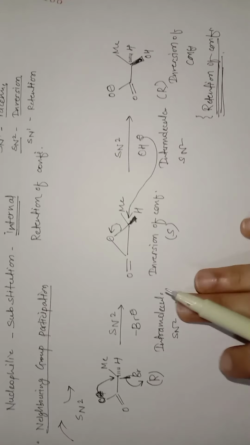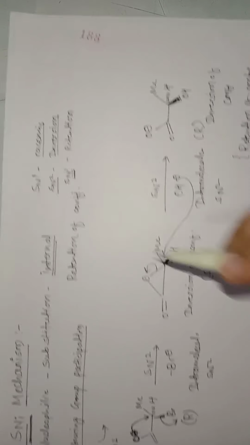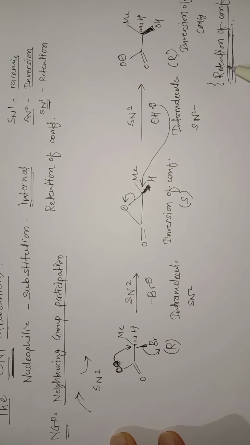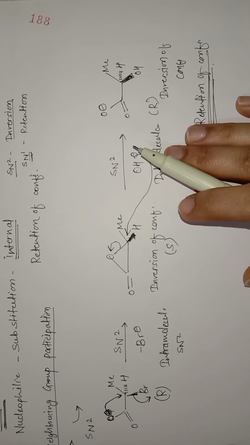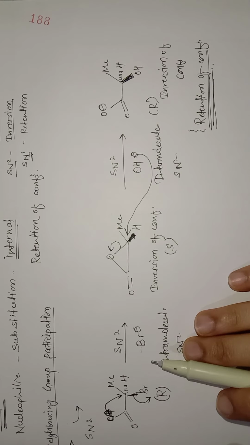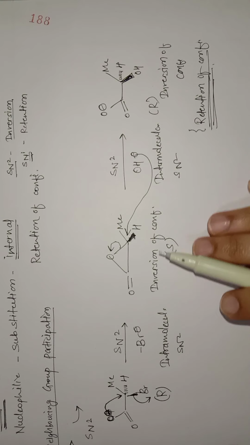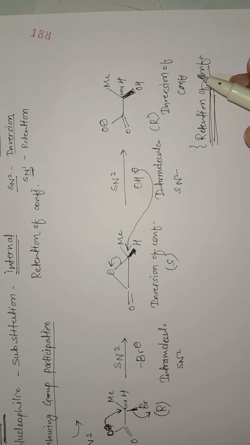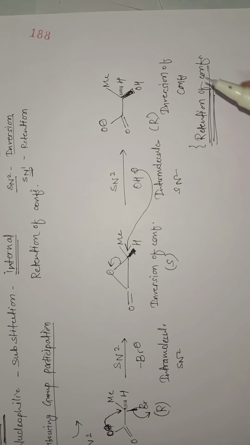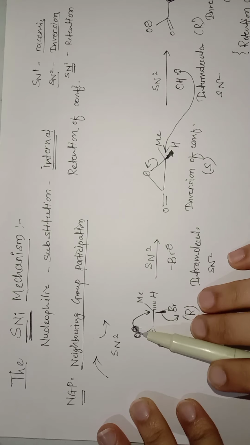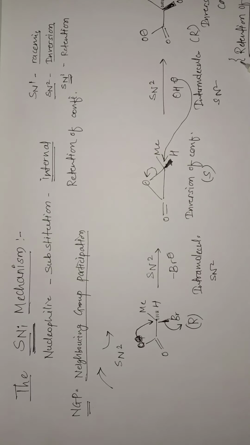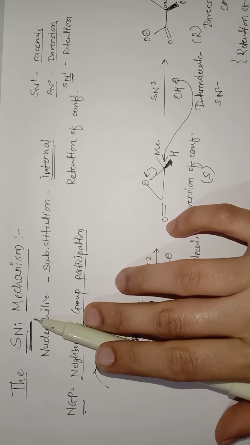Retention of configuration is present in the SNi mechanism. Why? In the case of NGP, retention of configuration is because two successive SN2 reactions take place. The first SN2 gives inversion of configuration, and the second SN2 again gives inversion of configuration. So totally it is retention of configuration. But within the molecule, even if there is no nucleophilic group present, that molecule can also give retention of configuration if the SNi mechanism is taking place.